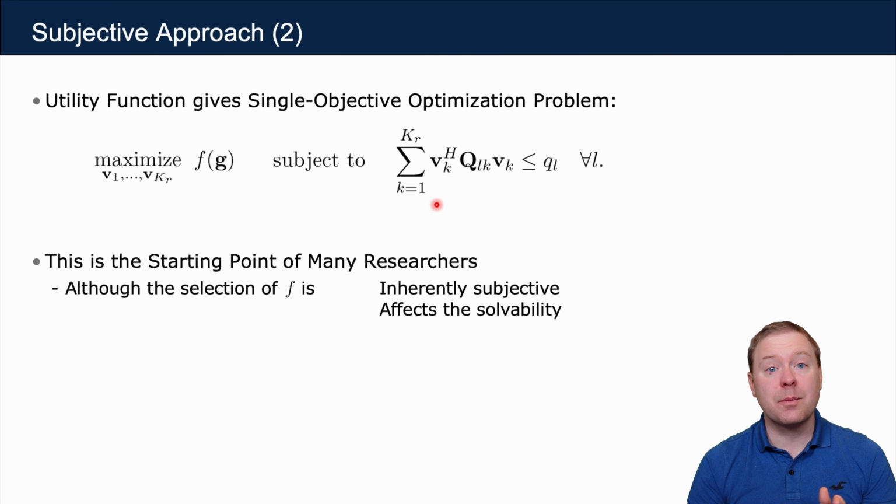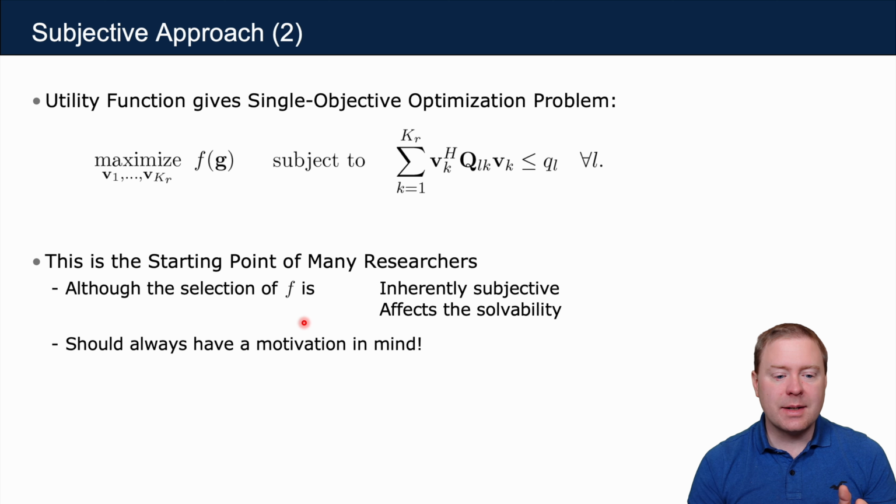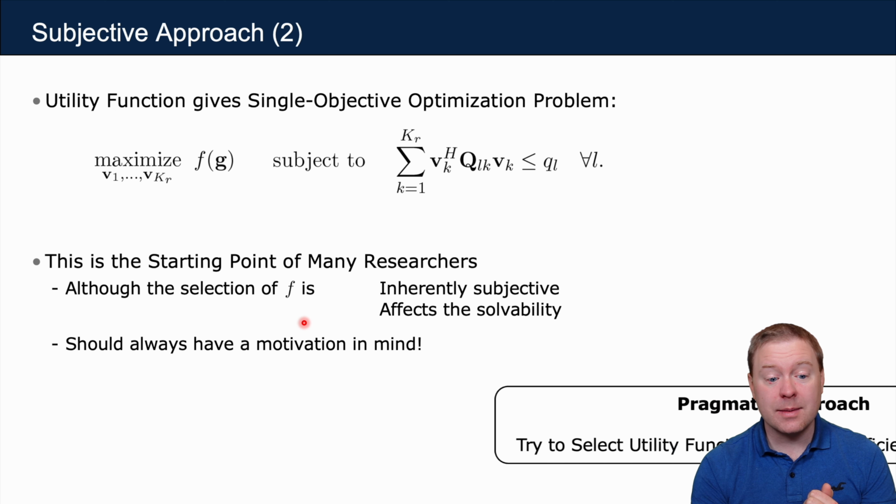And this is a starting point of a lot of papers that you might have read, where you already have a selection of this utility function from the beginning, even if it is inherently subjective and actually also affects the solvability of our problem. And the point I want to make here is that you should always have a motivation in mind when you're formulating a problem like this, because you have already injected some subjectivity when you selected your utility function. So think about that when you're choosing to solve an optimization problem in wireless.